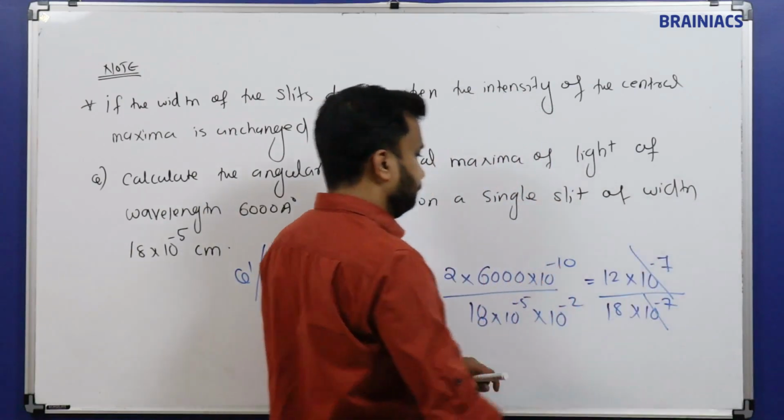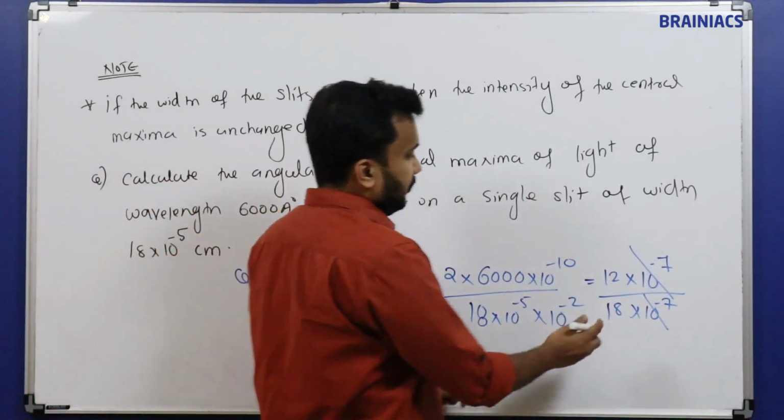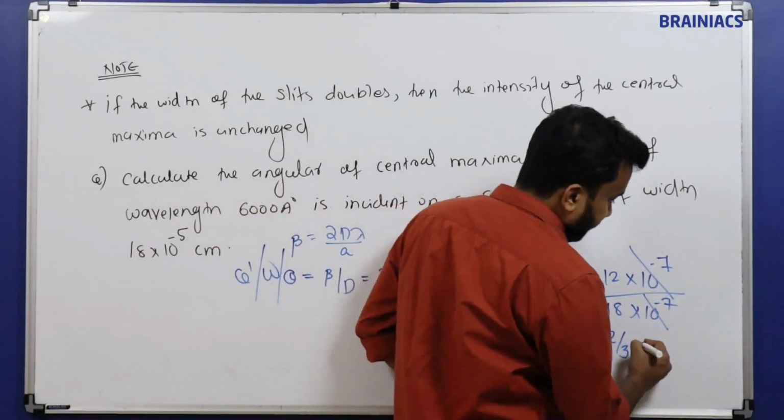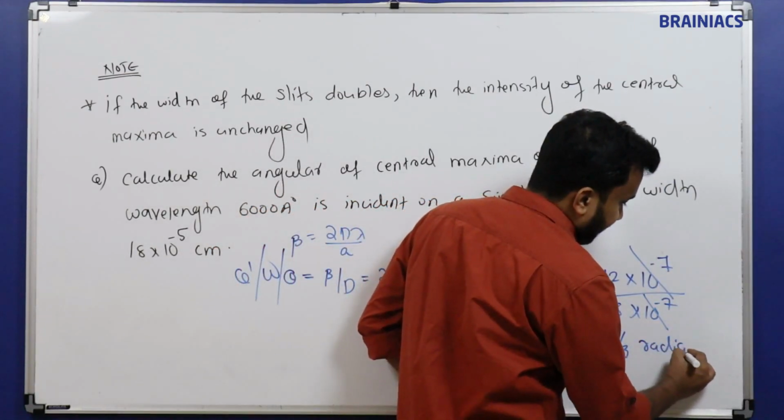Now this cancels. The remaining 12 divided by 2. Now cancel 2 by 3. 6 cancels. So 2 by 3 radian is the answer.